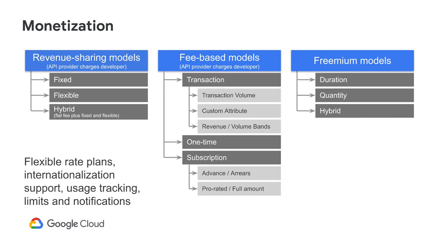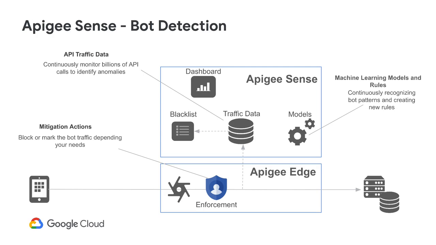Apigee offers monetization, so if you decide you want to charge for access to your APIs, there's a monetization add-on that you can get for Apigee to do this. You can do revenue sharing models, fee-based models, or freemium models. Maybe the first 100 calls are free, and if you want something more than that, then you have to pay. Apigee Sense is another option. You can add Apigee Sense to do bot detection and detect malicious traffic.